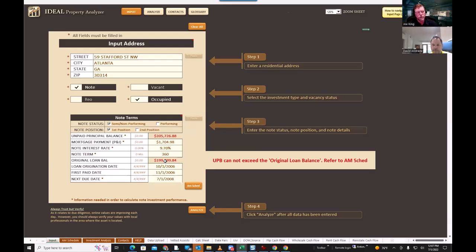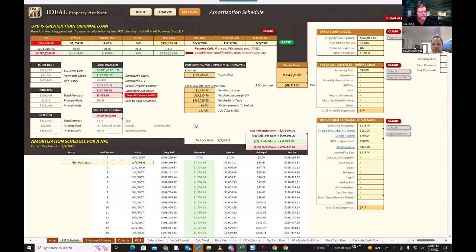Most people will just assume that $205,000 for the balance is the UPB, but I'm going to show you that it's actually not, and that if you're placing your bid based on that number, you're leaving money on the table, and I'm going to show you how. And so what I'm going to show you right now is I'm going to go ahead and take a look at the AM schedule, and we're going to look at how it lays out.